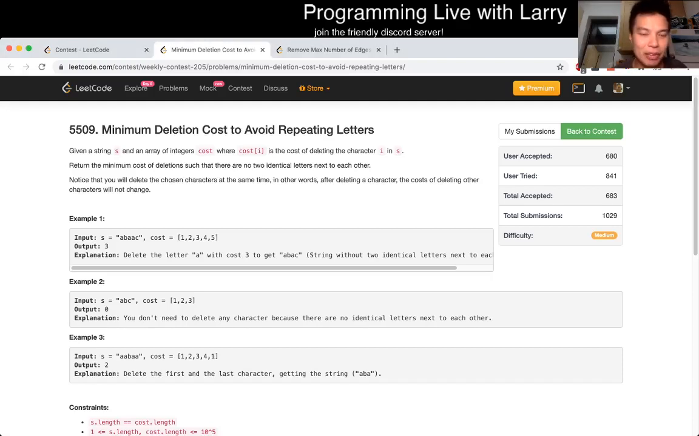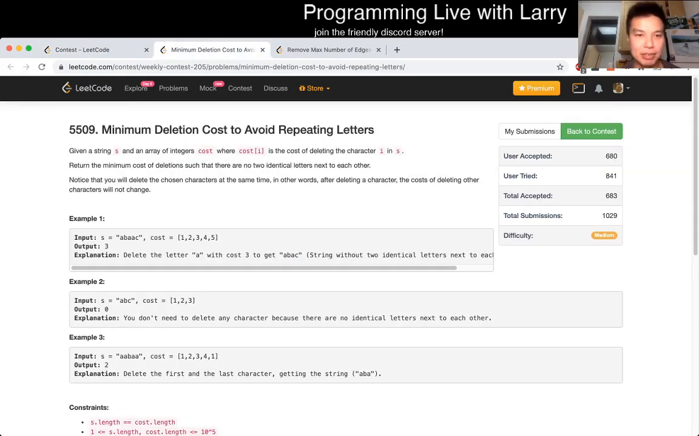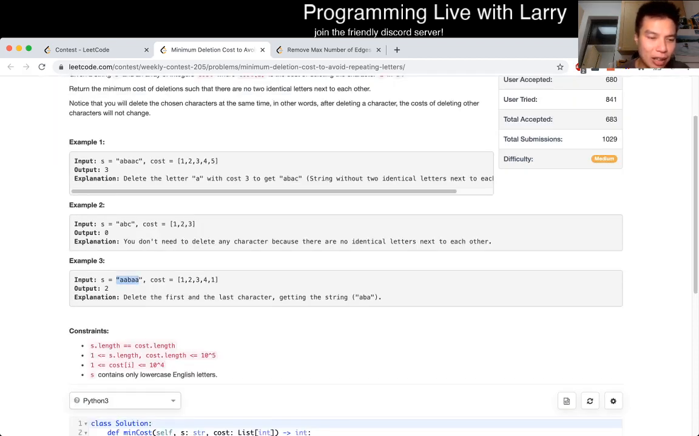This is me going over Q3 of the weekly contest 205, minimum deletion cost to avoid repeating letters. So this problem turns out to be just greedy. I was trying to figure out how that is the case, but the short answer is that they try to give you examples so that you don't really get a hint of it.